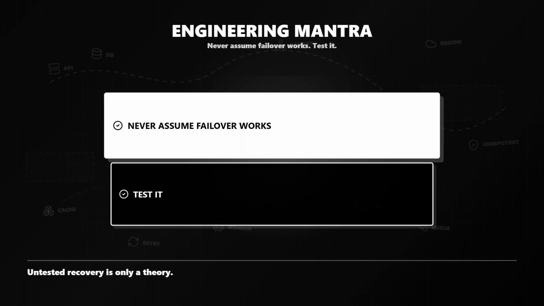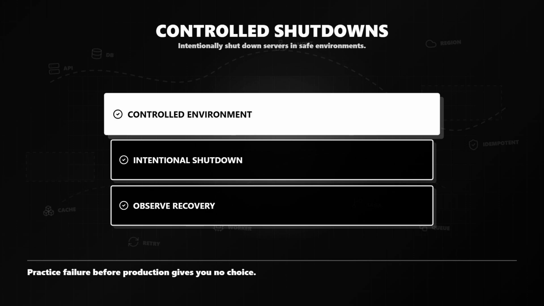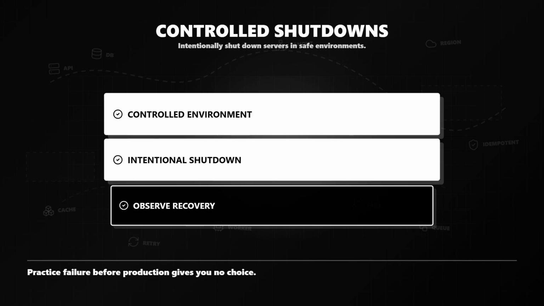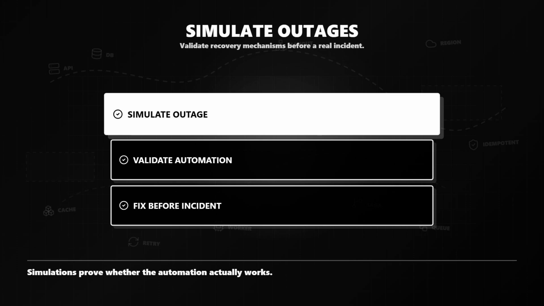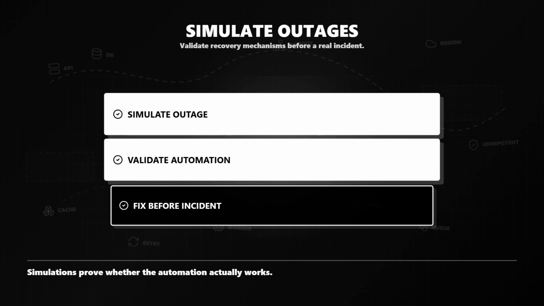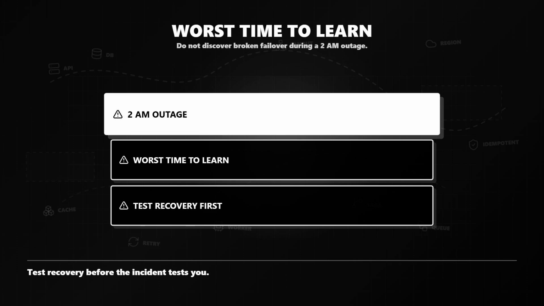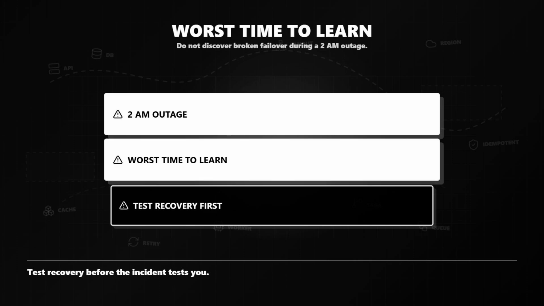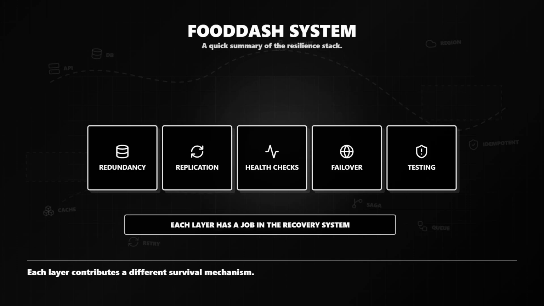Which leads us to a critical engineering mantra you absolutely have to remember. Never assume failover works. Test it. As engineers, we have to intentionally shut down servers in controlled environments. We actively simulate these complex outages just to validate our recovery mechanisms long before a real incident strikes. Because trust me, the absolute worst time to discover your failover is broken is during a massive production outage at 2 in the morning. So let's quickly summarize this incredible system we built for FoodDash.